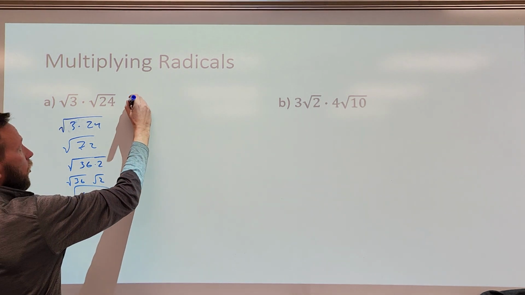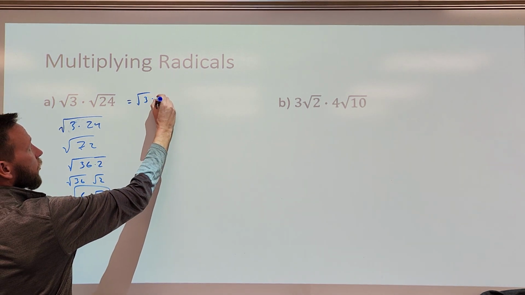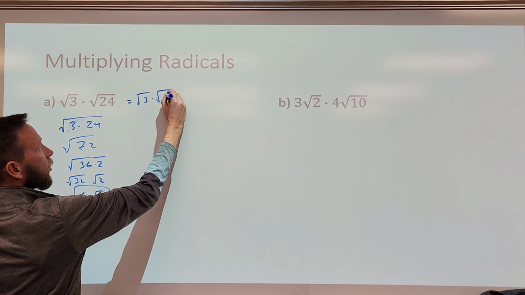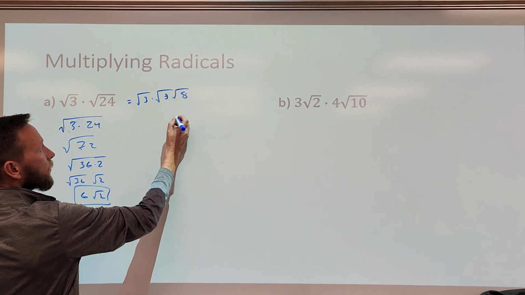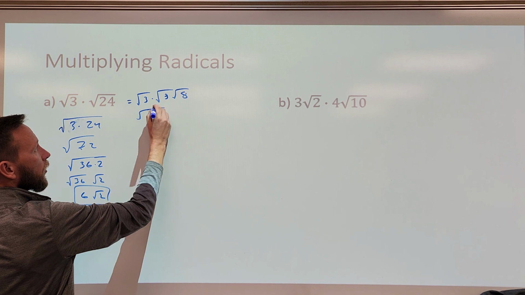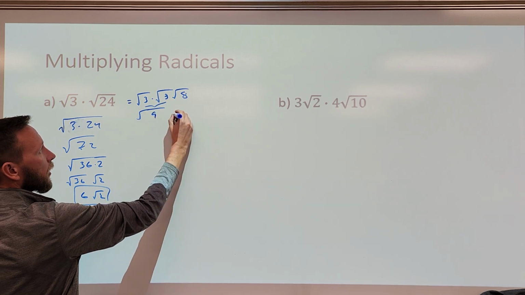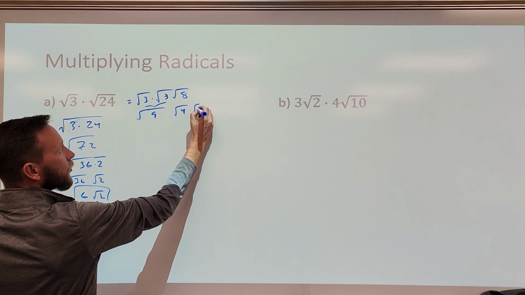For example, we could break that down as the square root of 3, and then we could take 24 and do that as, well, that's going to be 3 and 8. I know that 8 can break down more. These are going to come together and give me 9. This is going to break down as 4 and 2.